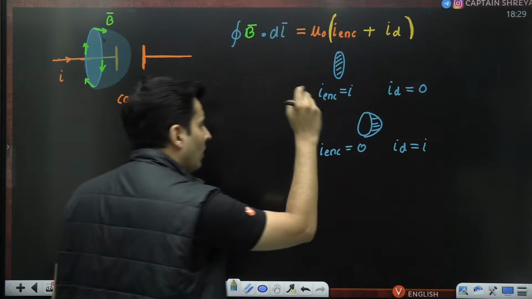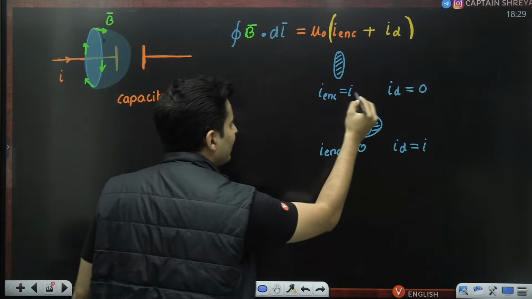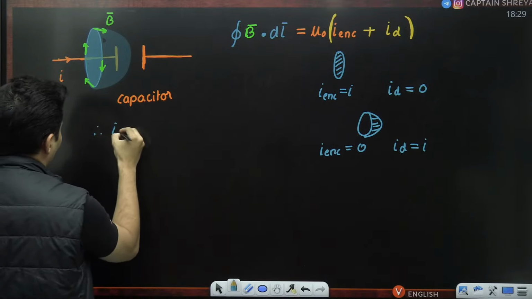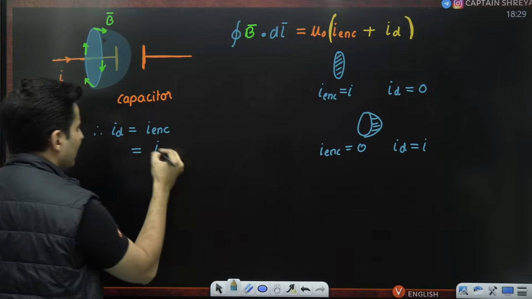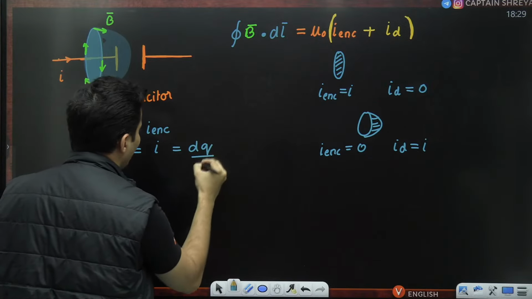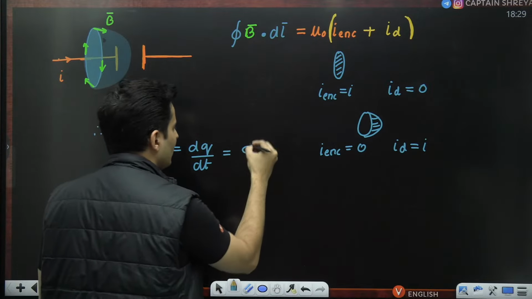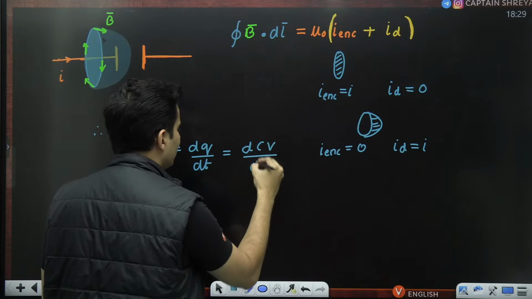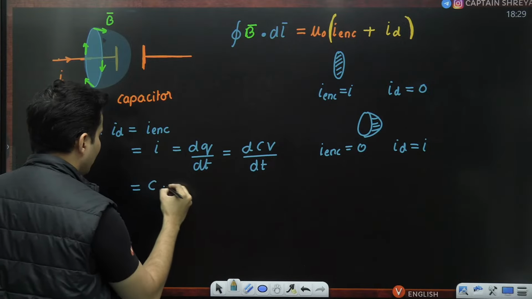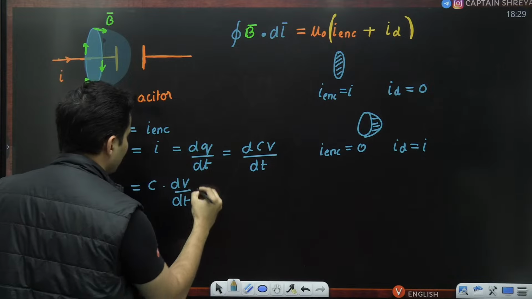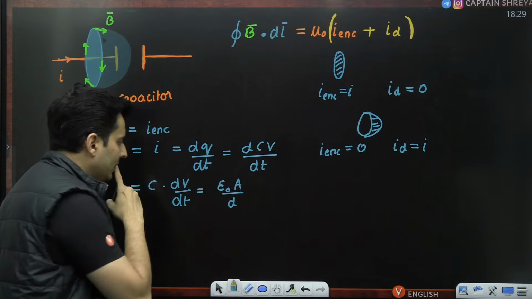Okay. So what is the value of this displacement current? How do I find it? This is also I. This is also I. So therefore, I_D will be equal to I enclosed. I enclosed is basically that I, which is also dq by dt, the rate of flow of charge. What is charge? Q is CV. So I can write it as capacitance into dV divided by dt. Capacitance can be taken outside and we will have dV by dt. Capacitance is epsilon naught A by d. What is voltage, dV by dt?